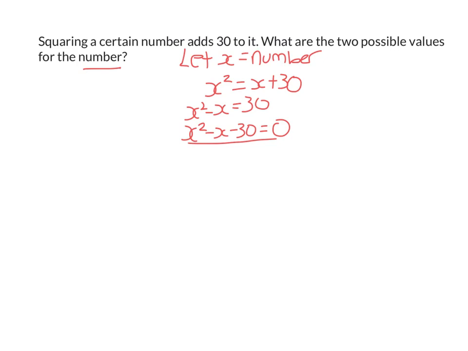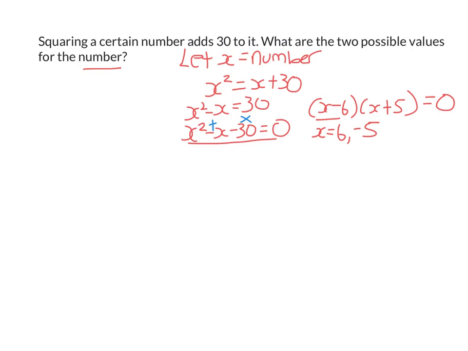So what you can do is factorize or use the quadratic formula. So if I were to factorize, I want to find two numbers that multiply to negative 30 and add to negative 1. So those numbers turn out to be minus 6 and positive 5. So if this is the factorized expression, either the first thing equals 0 or the second thing equals 0. There are two solutions here, x equals 6 or minus 5, because both of them, when you square them, add 30 to them. If you square 6, you get 36. If you square negative 5, you get positive 25, which is 30 more than negative 5.